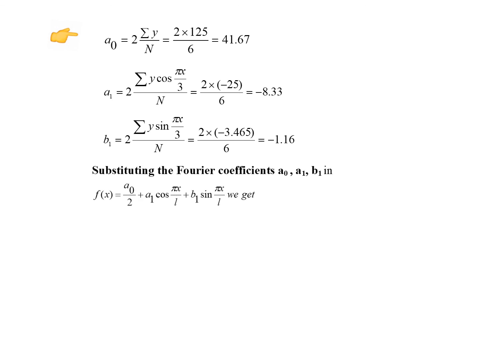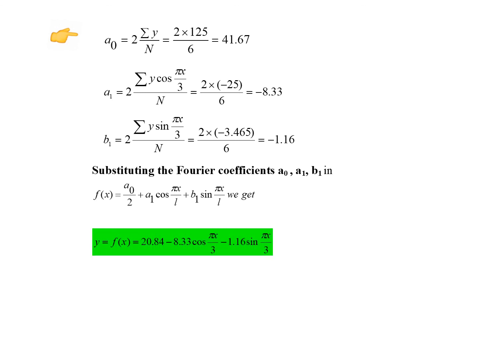Now let us substitute all these A0, A1 and B1 in the Fourier series. So this was the Fourier series, and of course we have to put L equal to 3, and making all the substitutions of A0, A1 and B1, we will get the answer for f of x equal to this, which is the required first harmonic. Since they've specifically asked in the problem only till first harmonic, we are stopping at the first term. Otherwise we can even proceed to the second harmonic if we have time.